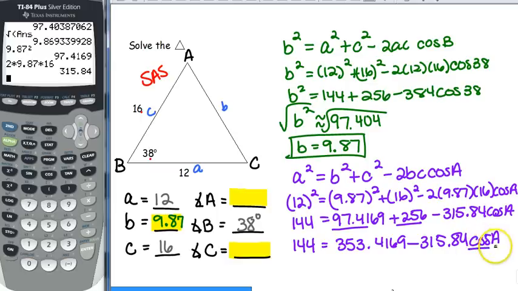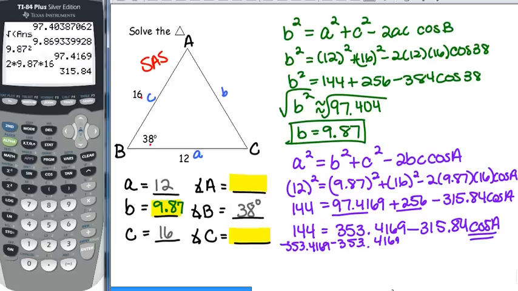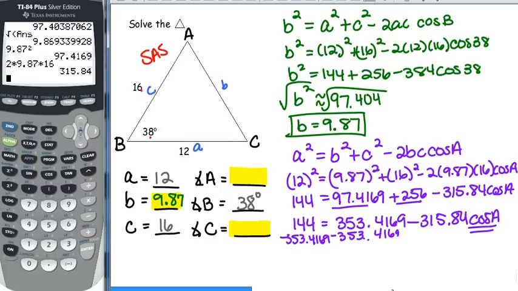What we're trying to get to is this cosine of A. That's my variable, that's my unknown. I want to get that by itself. I still have to follow the order of operations. So I subtract from both sides. And remember, it is always important that you are doing these calculations along in your calculator. When I subtract each of those, I get a negative 209.4169 is equal to a negative 315.84 cosine of angle A.